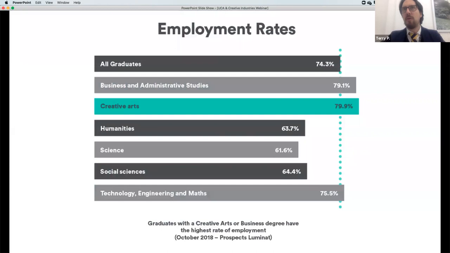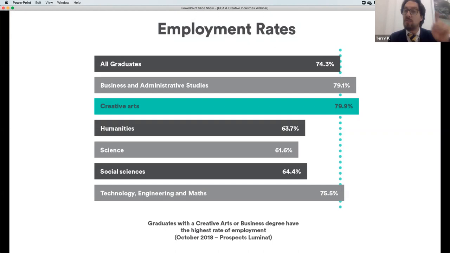And if you look at this slide, I don't know how well you can see it on your screens, it's looking at the different areas that graduates come from and the employment rates, how successful they are in getting jobs within 6-15 months after leaving university. And the creative arts is the highest of any area within the UK educational sector. Second to that is business and administrative studies, and we combine both in thinking about business in relation to the creative arts and creative education. And they both sit at around 80% of students in employment nationally after graduating.